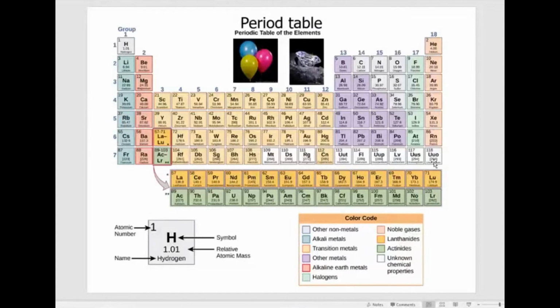Now, not all of them are natural elements. They're not naturally occurring. Actually, we synthesize them in the lab. So only about 94 of these elements come from nature.